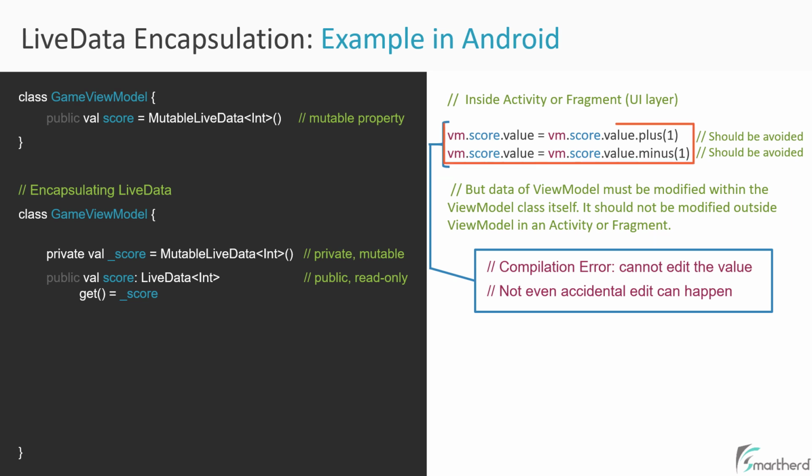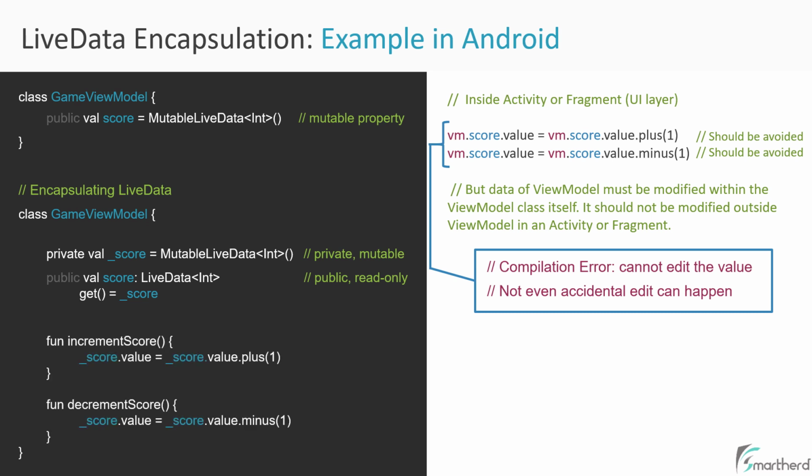But just like we were earlier editing the score value before encapsulation, we need to write the same code within our game view model as well, so that we can increment or decrement the score value as per the requirement. So let us create these two functions. The first function will increment the score and the second will decrement the score.